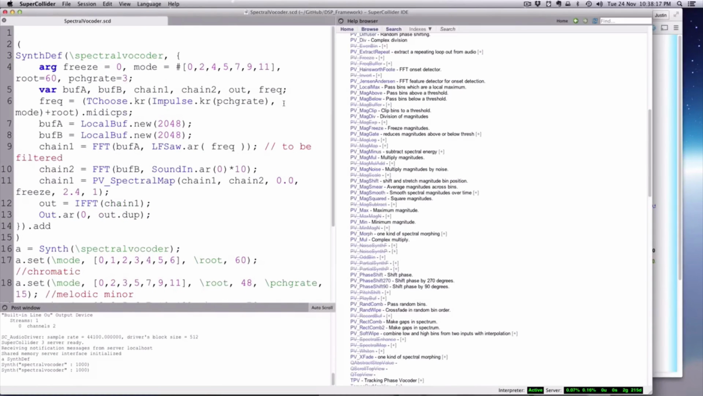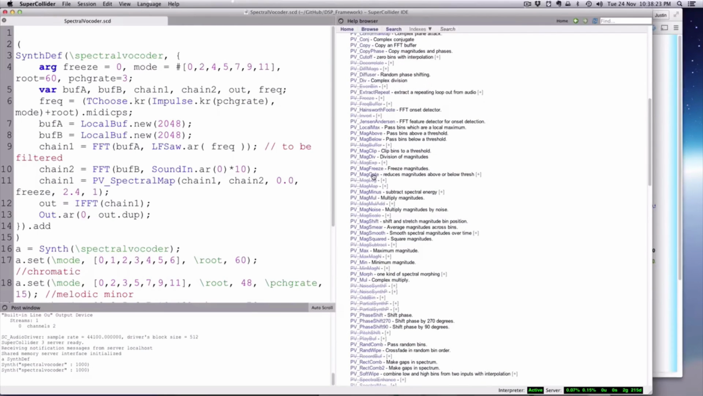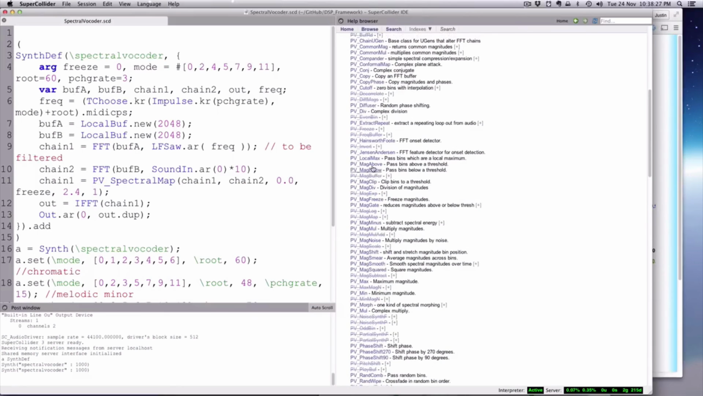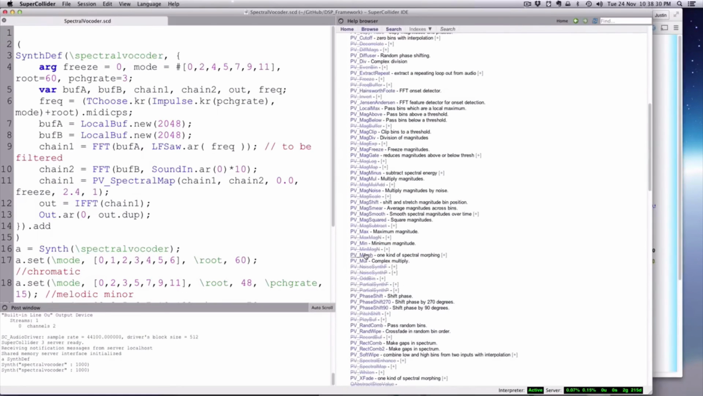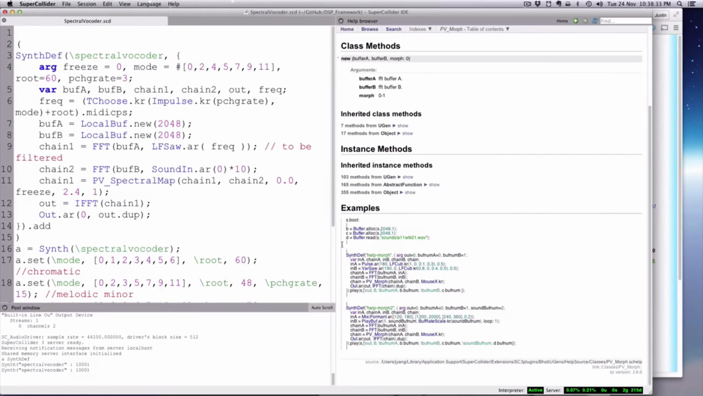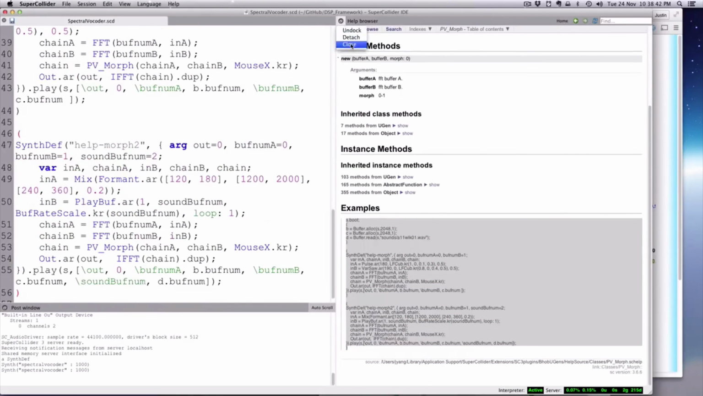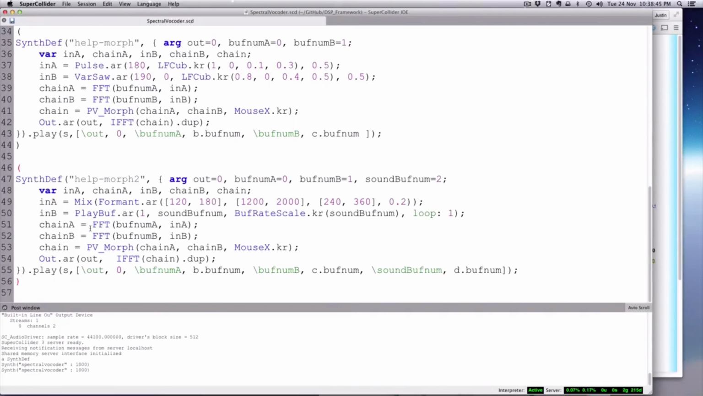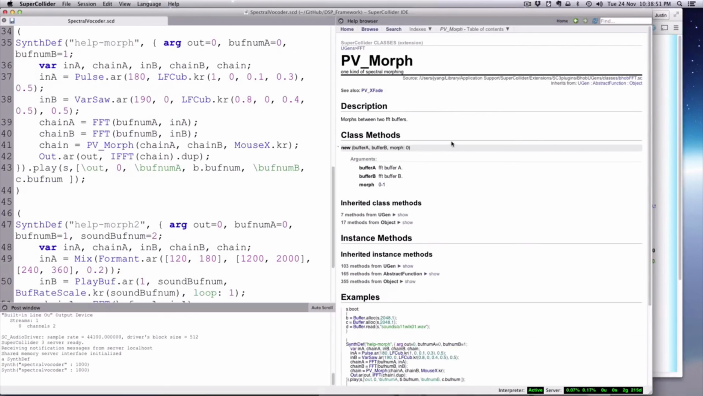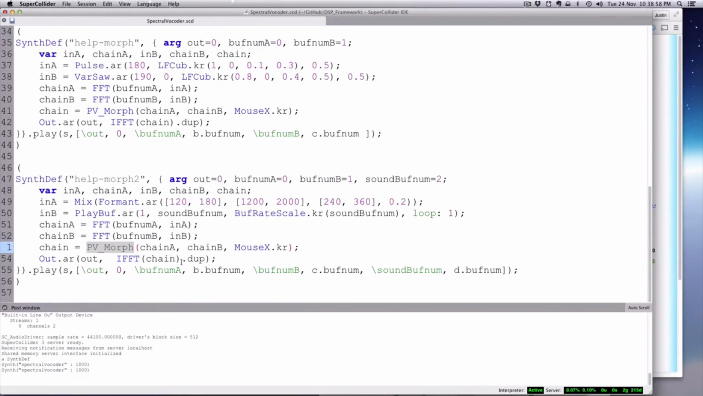And then there's loads of these other ones. If you take any of these, max smooth, max smear, what was the one I wanted to look at? Copy phase, morph. So PV morph, if we look at it, I'll just grab all this over so we can look at it slightly bigger. Look at these examples. It's the same sort of format. We do an FFT on them. We do some kind of morph, spectral morphing. So it morphs one to another, and then we do an IFFT, which takes it back out to the time domain.